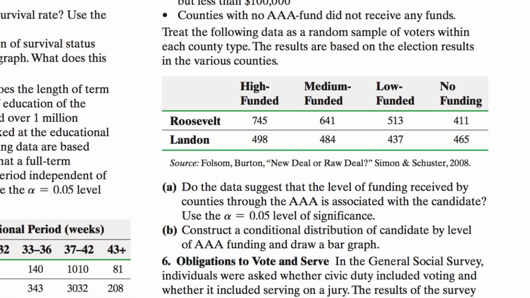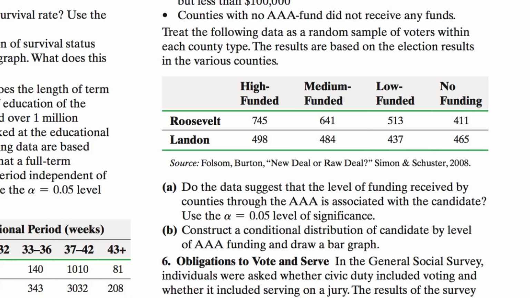You can see that we have a contingency table, and we have rows representing Roosevelt and Landon, and we have columns representing the amount of funding that was provided to the counties in question. Okay, and so you'll notice that there is no marginal distribution here, and so that's one thing that we're going to have to take care of. But let's consider for a second, read part A of the question here.